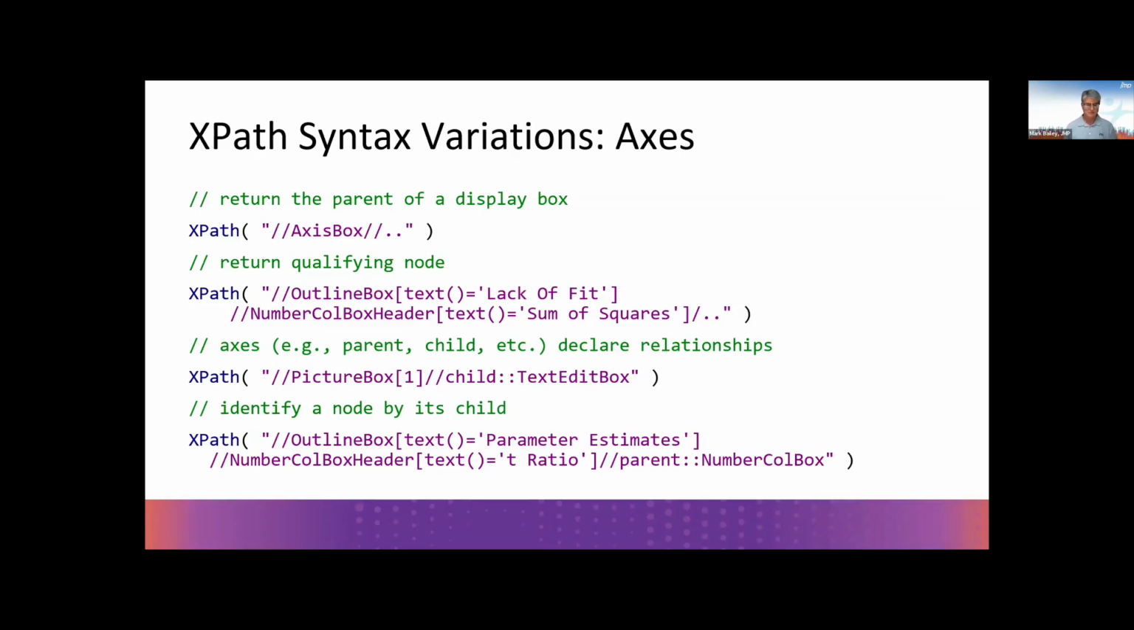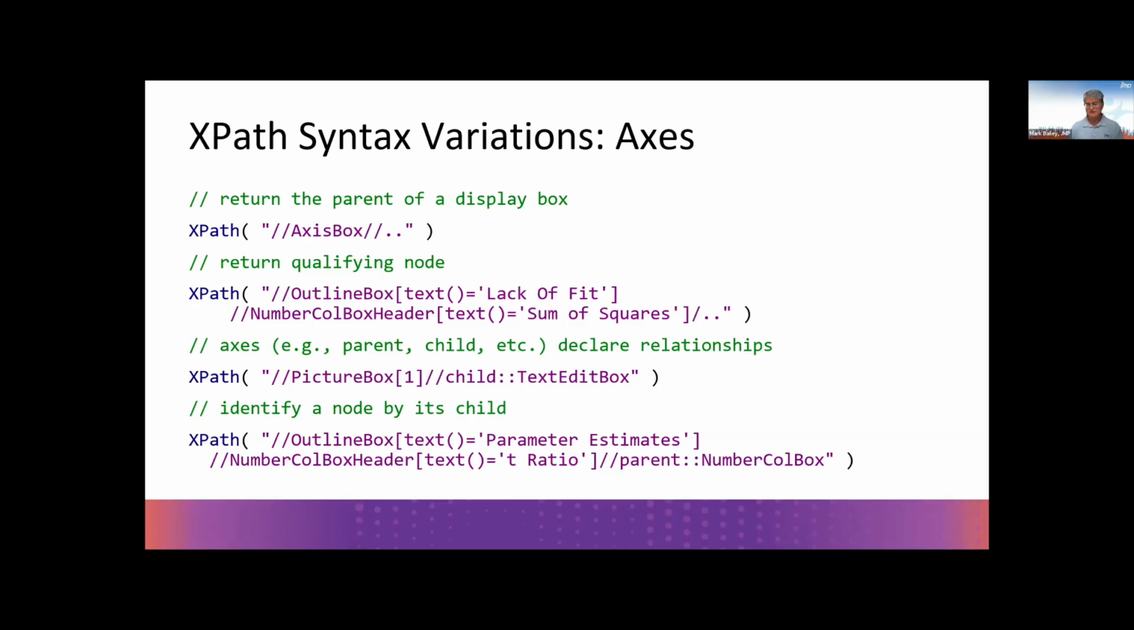In the third example here, I'm looking at the first picture box, and I'm looking for a child of type text edit box. I can go the other way, and this is similar to the second example on this slide. I'm looking for a number column box header of T ratio, and then I want to find a parent of that display box of type number column box. So you have a lot of power, a lot of flexibility.